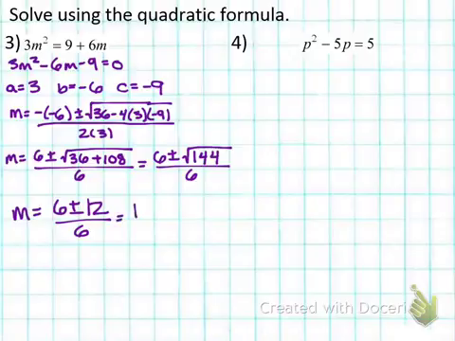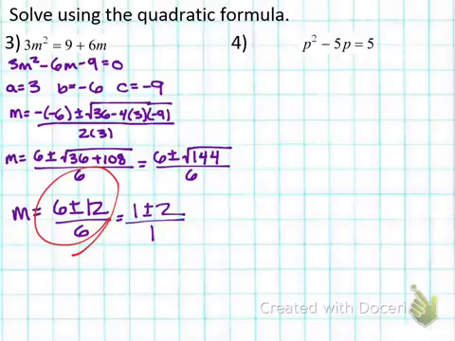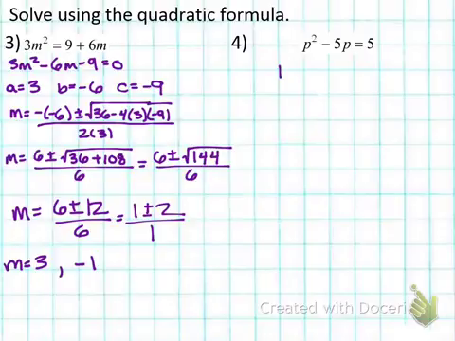I can simplify this now because they all have a 6 in common. So I have 1 plus or minus 2 over 1, which is really just 1 plus or minus 2. 1 plus 2 gives me 3. 1 minus 2 gives me negative 1. So those are my 2 answers here.